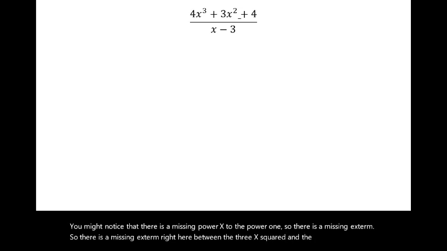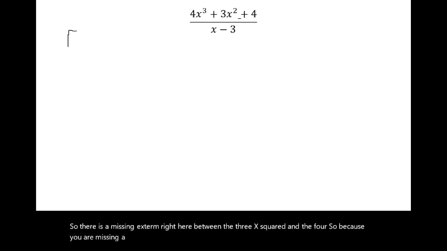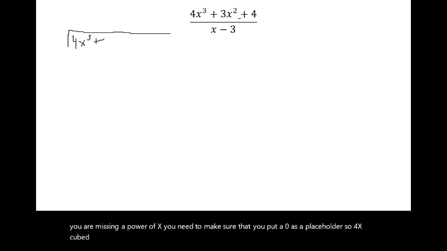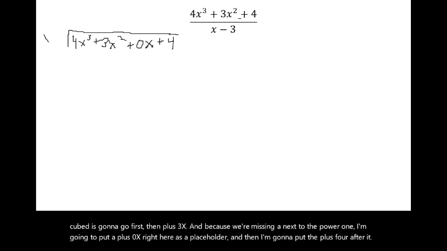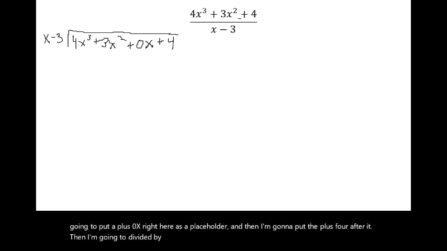So because you are missing a power of x, you need to make sure that you put a 0 as a placeholder. So 4x cubed is going to go first, then plus 3x squared. And because we are missing an x to the power 1, I'm going to put a plus 0x right here as a placeholder, and then I'm going to put the plus 4 after it. Then I'm going to divide it by x minus 3.